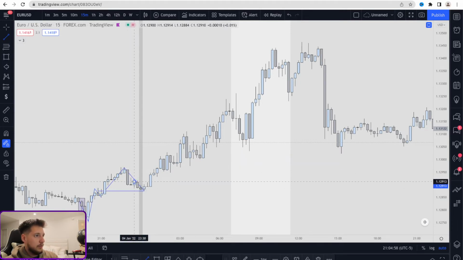Now right here we have order flow, and then we have order flow right here. So this is the start of the order flow. This is where we went ahead and created that big move.